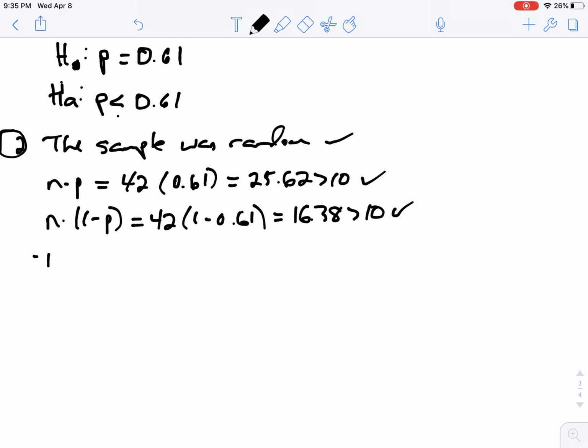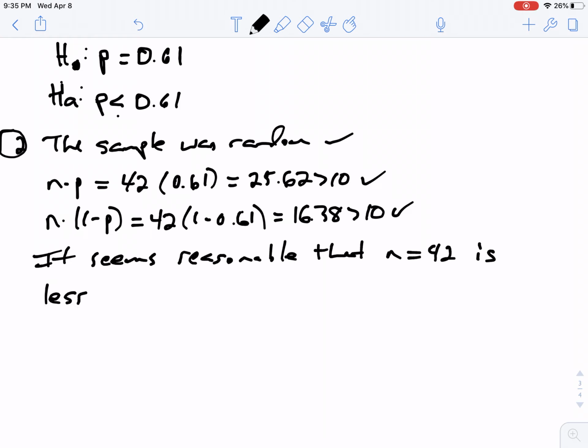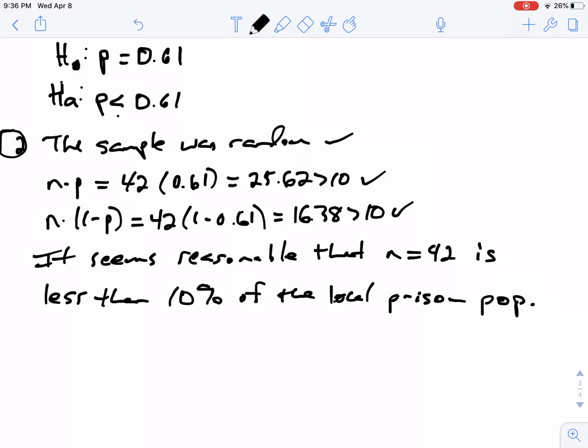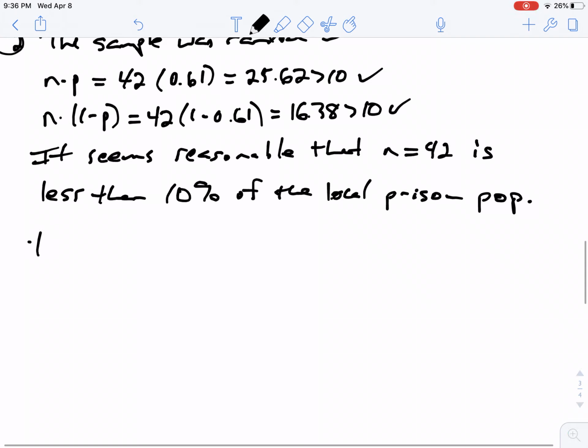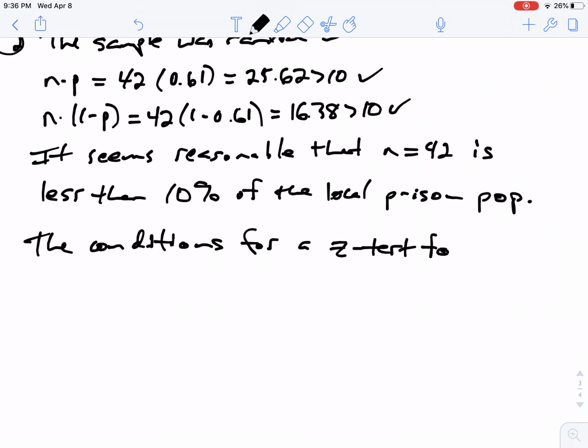So we can say here, it seems reasonable that n equals 42 is less than 10% of the local prison population. Okay, so now the last thing to do in step two is to name your procedure. So we can say now that the conditions for a z test for p are met. All right, so step two is complete. All right, so now we can move on to step three.